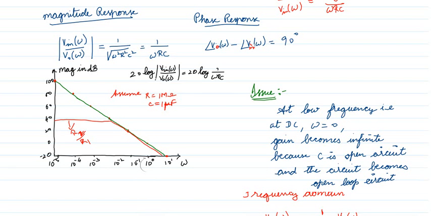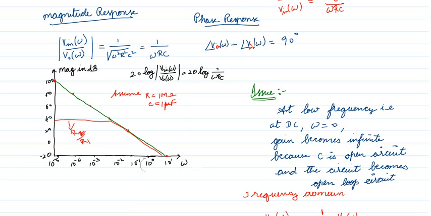If you look at these characteristics, it's very clear that when frequency is increasing, gain gets reduced. So what I can say is, integrator is a low pass circuit. At low frequency, gain is high, so the signal moves from the input to the output. At high frequency, the signal gets reduced. So integrator is a low pass circuit.